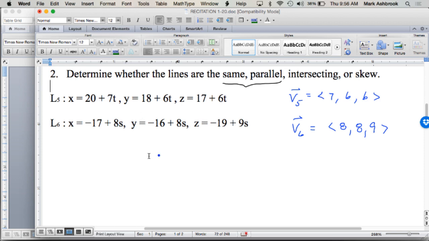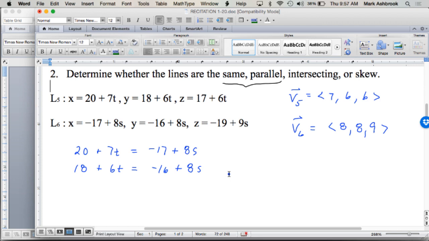So to figure that out, we're going to say, if this exists, then 20 plus 7T would have to equal negative 17 plus 8S. And also 18 plus 6T would have to be negative 16 plus 8S. Do you see it? So we're testing to see if they intersect or not. If they intersect, then there has to be a T value and a separate S value that generate the same ordered triple. Does that make sense?